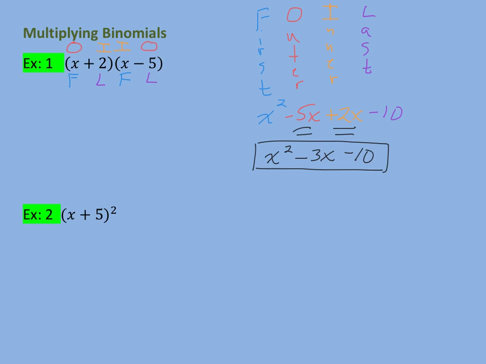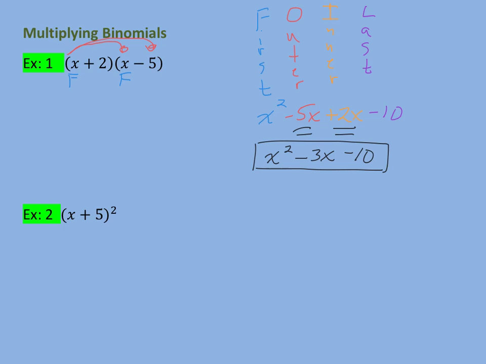Okay, so if I were just doing a double distribution, my f's are still there, just ignore them. I would have taken the first term of the binomial and just multiplied it, just like we did with the monomials on the previous page, to everything in the second set of parentheses. That would have given me x times x, the x squared here, and x times -5, the -5x.